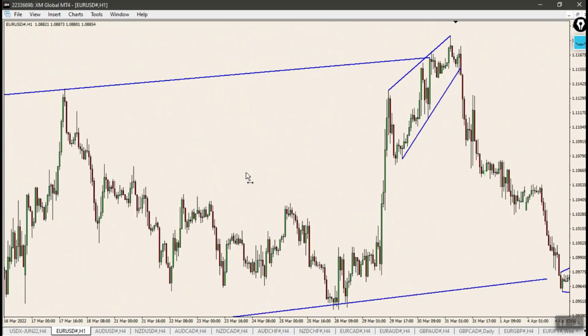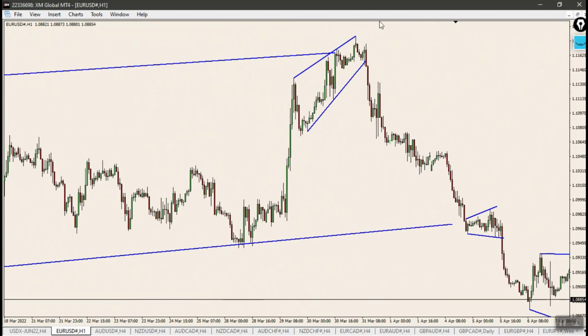So yeah, that's what I was talking about pertaining to the 3 touch confirmation, and that will be all for EURUSD. Let's move on to the next example.